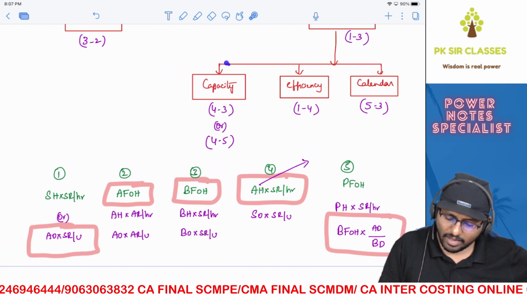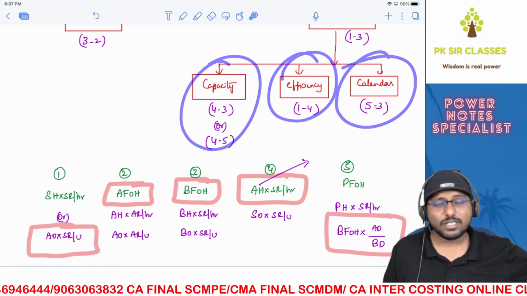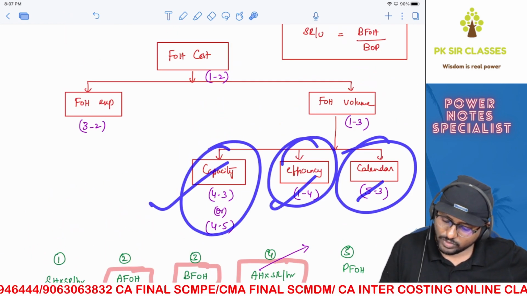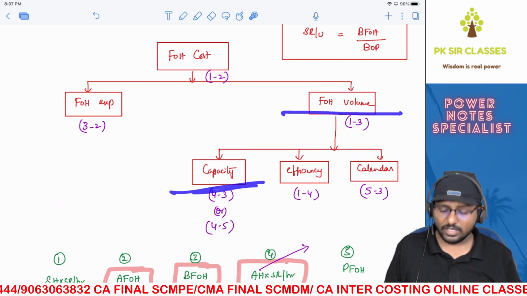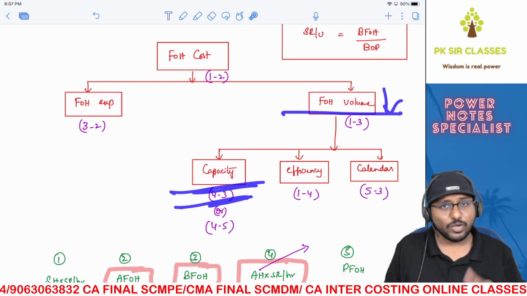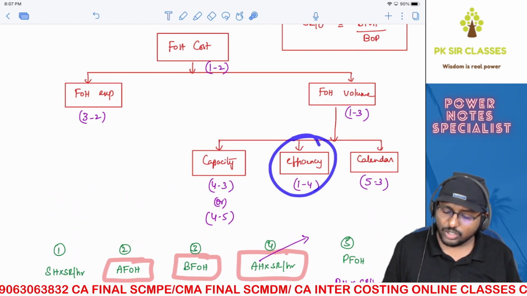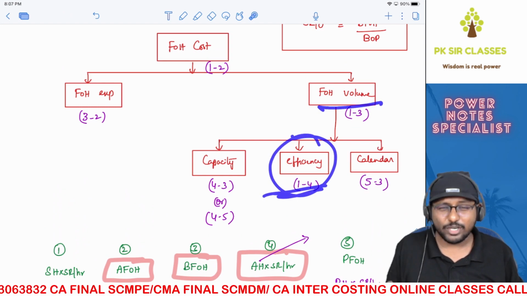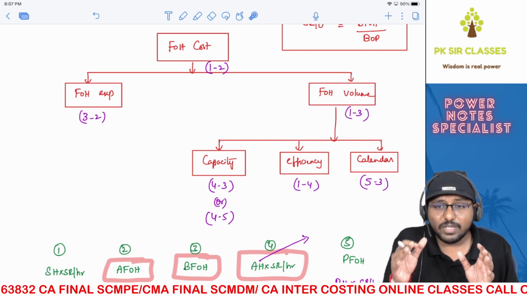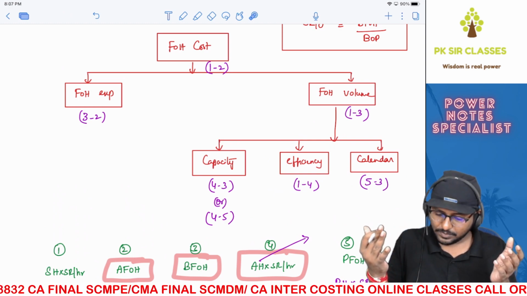Apart from that, we have capacity, efficiency, and calendar. What are these things? These are all the 3 things which will influence the volume. That we already know. If capacity increases, your volume will increase. If capacity reduces, your volume will reduce. So it will influence your volume. Same logic goes with efficiency. If efficiency increases, volume will increase. If efficiency reduces, volume will reduce.